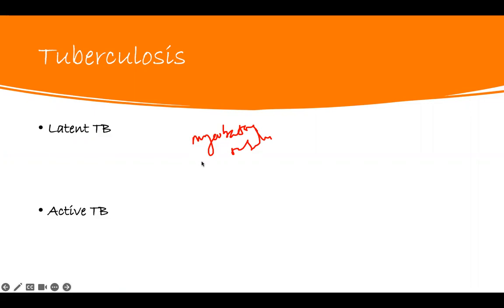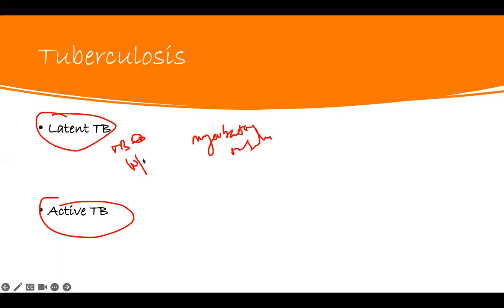There are two forms of infection. There is a latent form and the active form. The latent form just means that you tested positive for PPD, basically tested positive without any symptoms. And the active TB is when you have active symptoms. You tested positive for PPD, and then you have symptoms in addition. So there is a distinction that you have to know in terms of what is latent TB and active TB.